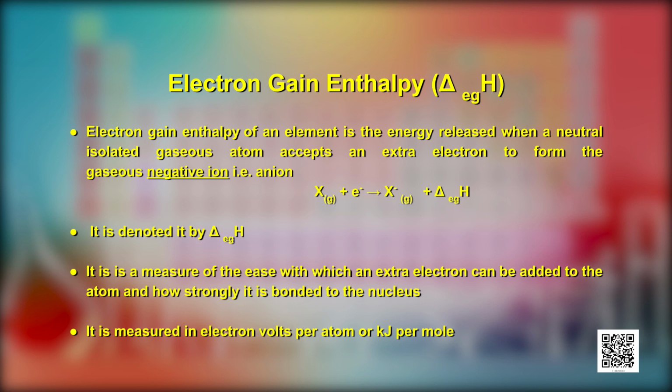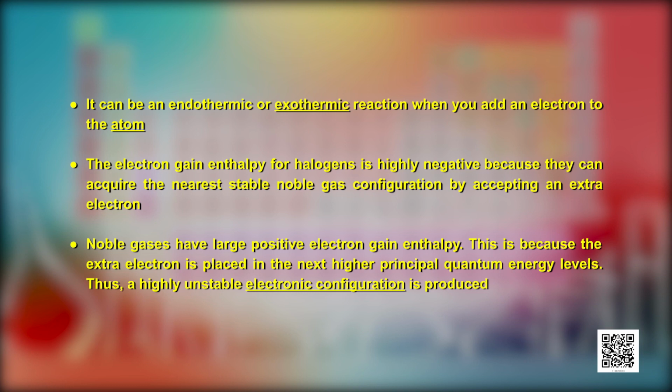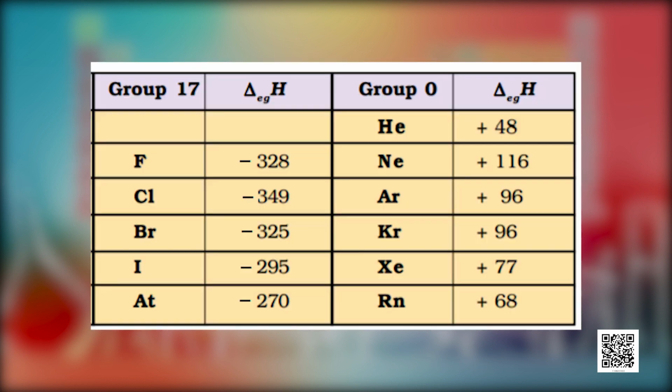It is a measure of the ease with which an extra electron can be added to the atom and how strongly it is bonded to the nucleus. It is measured in electron volts per atom or kilojoules per mole. Depending on the element, the process of adding an electron to the atom can be either endothermic or exothermic. For many elements, energy is released when an electron is added to the atom and the electron gain enthalpy is negative. For example, group 17 elements, that is the halogens, have very high negative electron gain enthalpies because they can attain stable noble gas electronic configurations by gaining an electron.